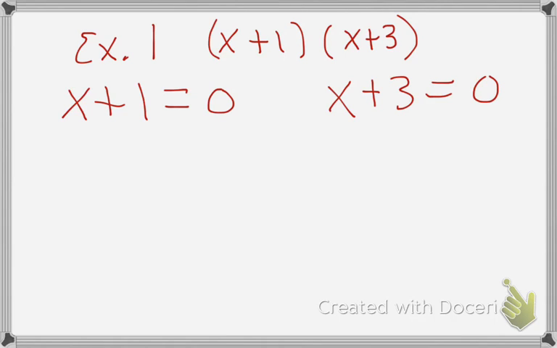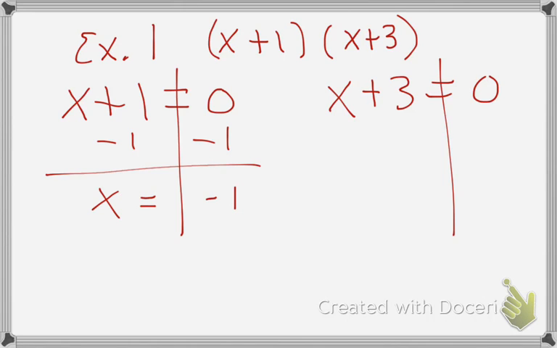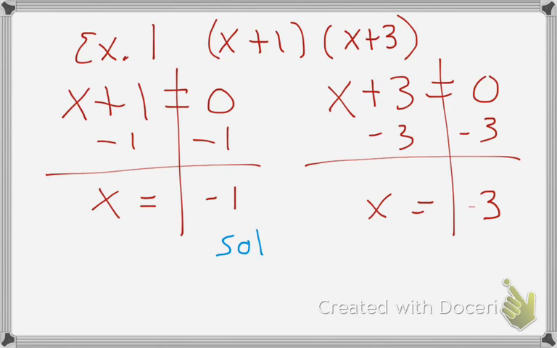What's step 2? Solve for the variable. So we subtract 1, x equals negative 1. And it's just 1 over. So the solutions, the two places where this would cross the x-axis, would be at negative 1 and negative 3.